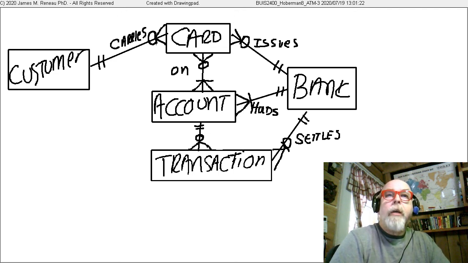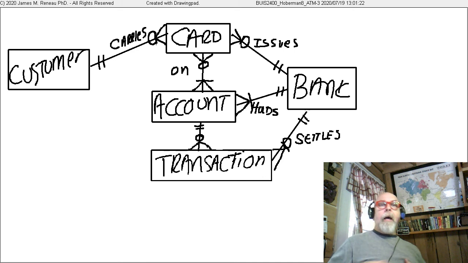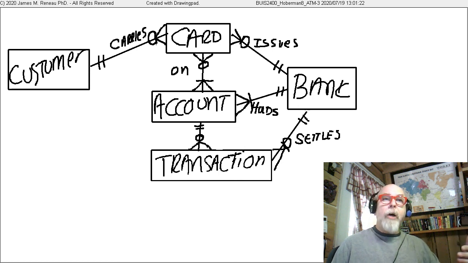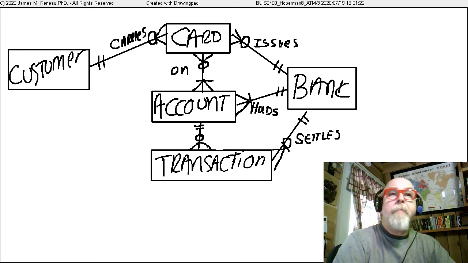Makes no sense at all. But could you have an account that's not on an ATM card? Yes. Could you have an account on multiple cards? Well, let me think about my wife and I as an example. My account is on her card as a second checking, and her checking account is on my card as a second checking, but on her card as a primary checking. So you can see that an account can be on many cards, and a card can have many accounts.